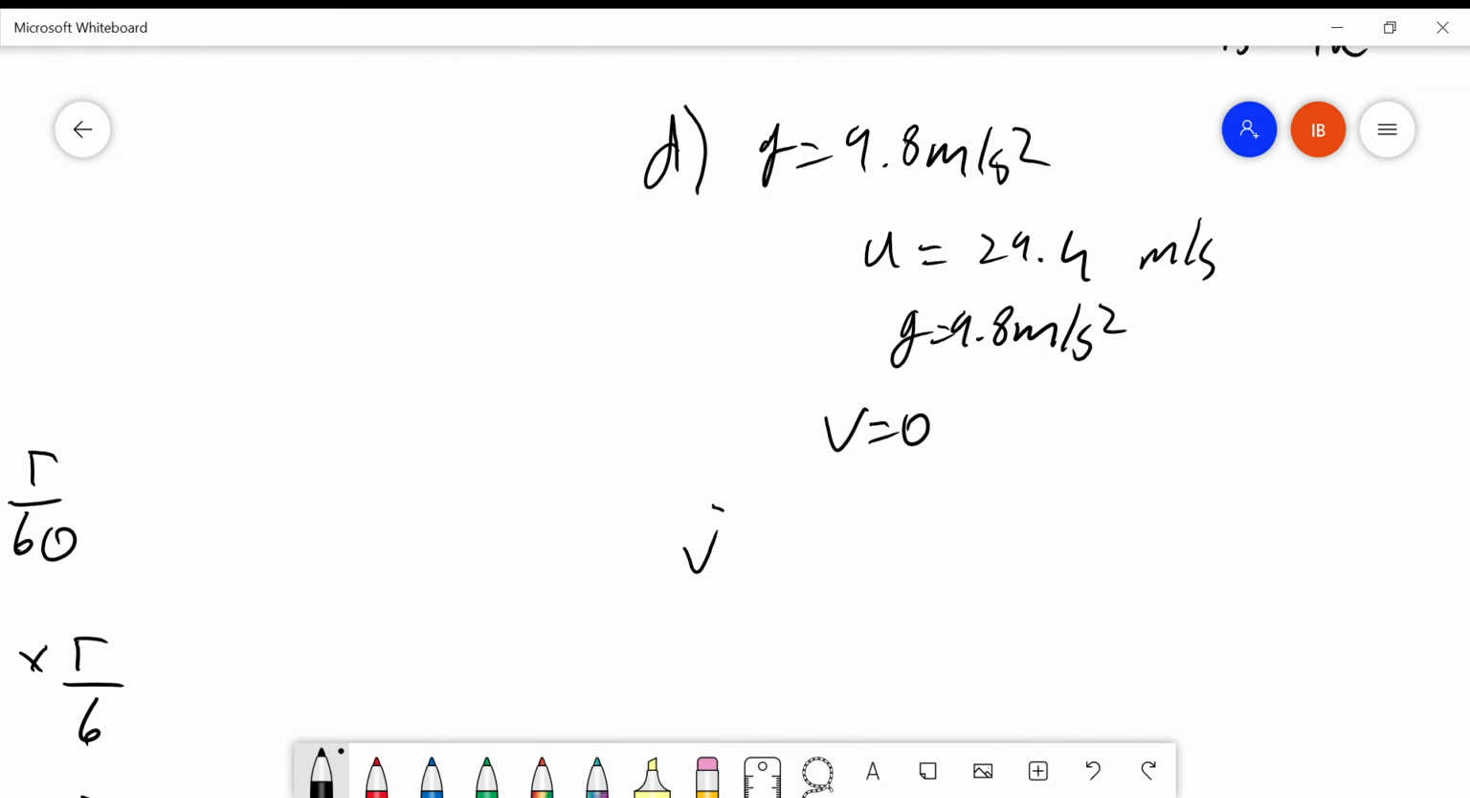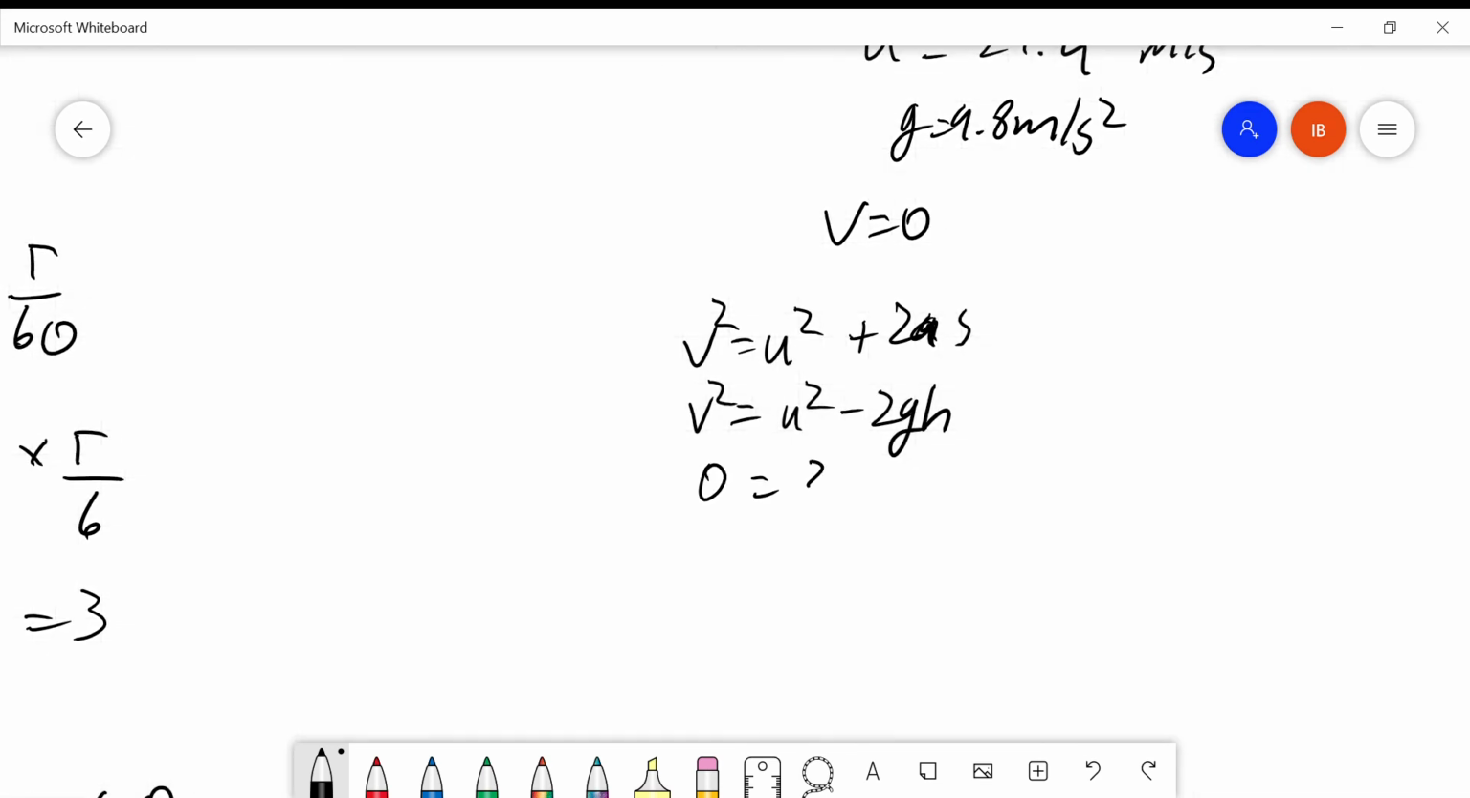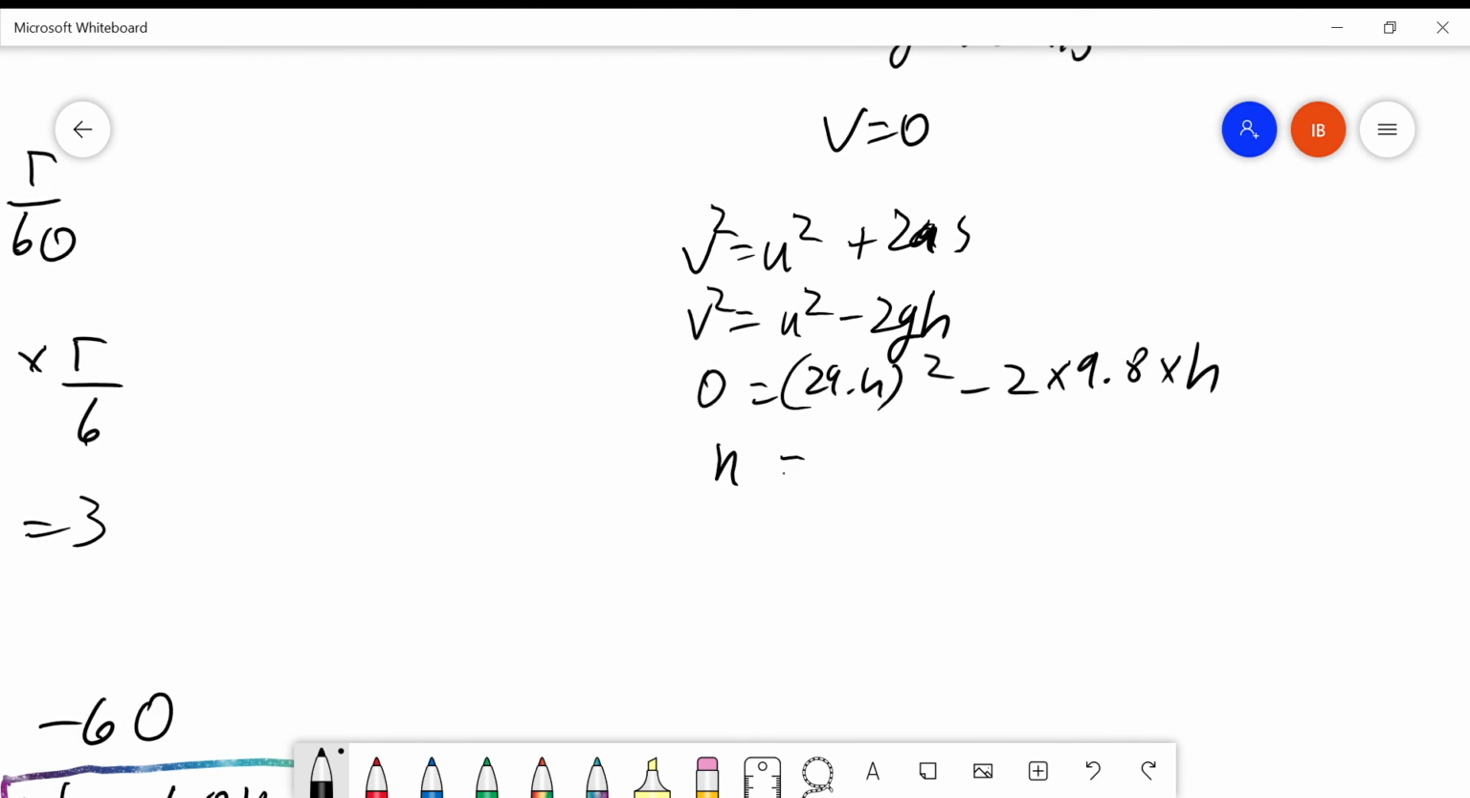So we know that v square is equal to u square plus 2as, but since a will be taken as g, u square minus 2gh. Okay, so 0 is equal to 29.4 square minus 2 into 9.8 into h. So h is equal to 29.4 into 29.4 divided by 2 into 9.8. That is equal to 44.1 meter.